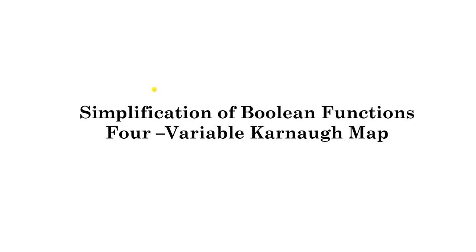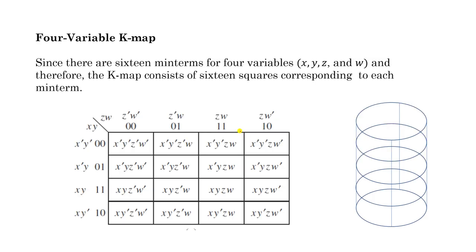Hello everyone. In this lecture, we will discuss four variable Karnaugh map for simplification of Boolean functions. You know that for the four variables, there will be 16 minterms. The K map consists of 16 squares. Each square corresponds to a minterm.